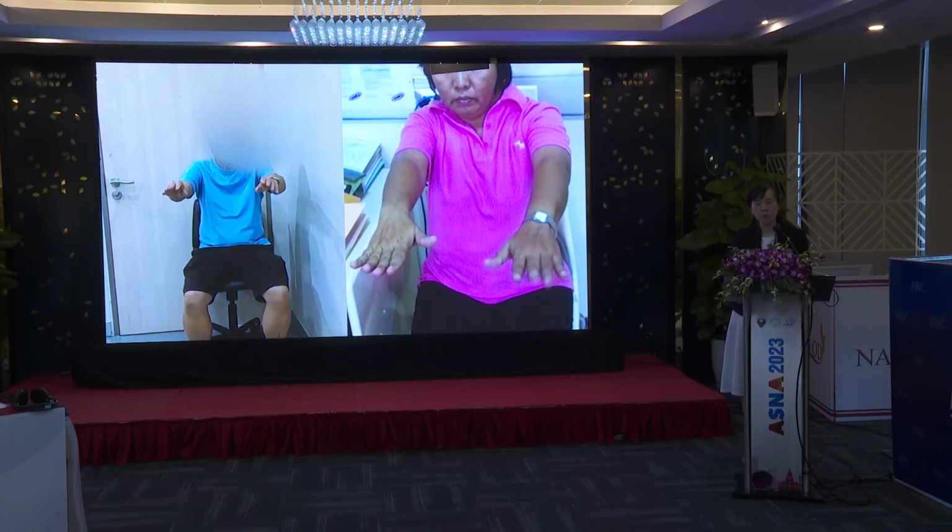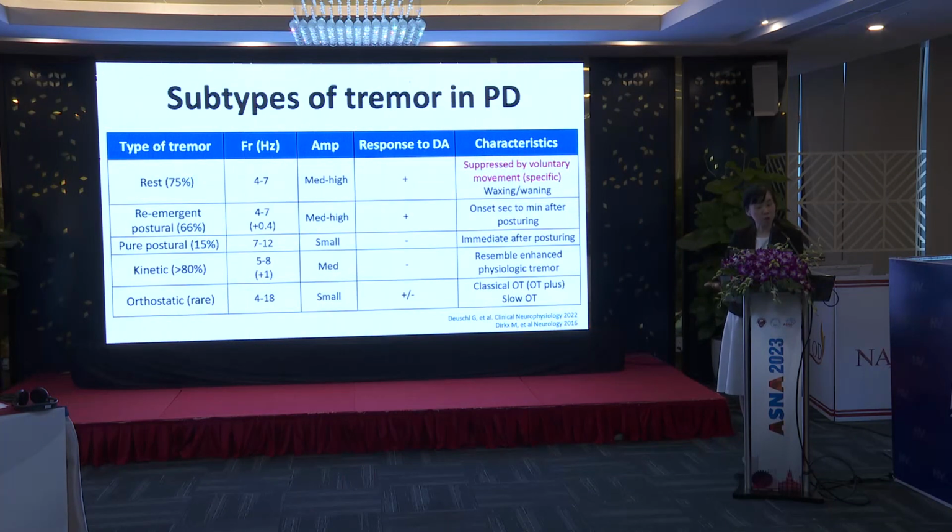So this is called pure postural tremor that can occur in about 15% of PD tremor, and the frequency is a little bit higher, about 7 to 12 hertz, which is different from re-emerging tremor, whose frequency is the same as rest tremor. And kinetic tremors can be seen in Parkinson tremor as well, that may look like ET or enhanced physiologic tremor.